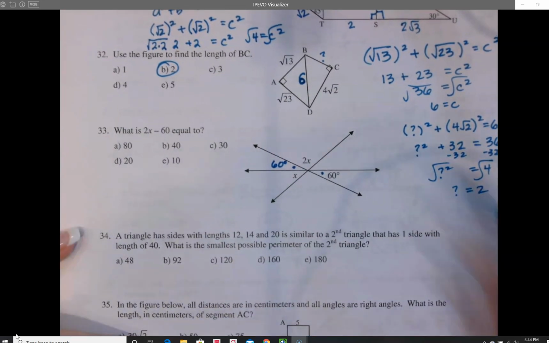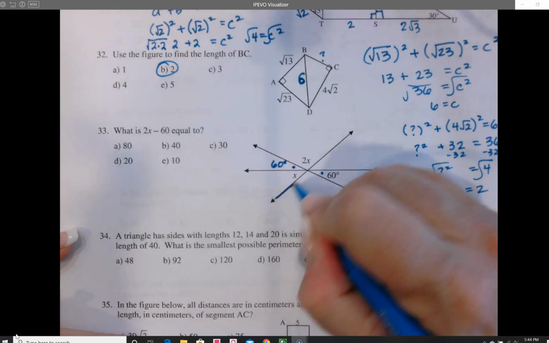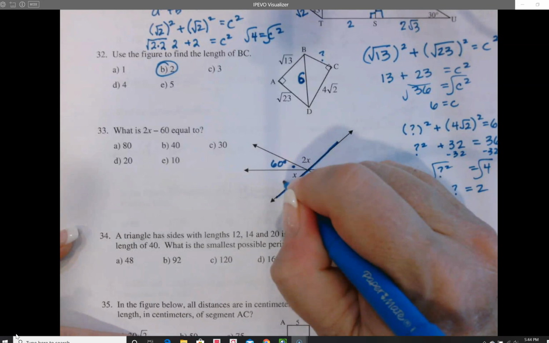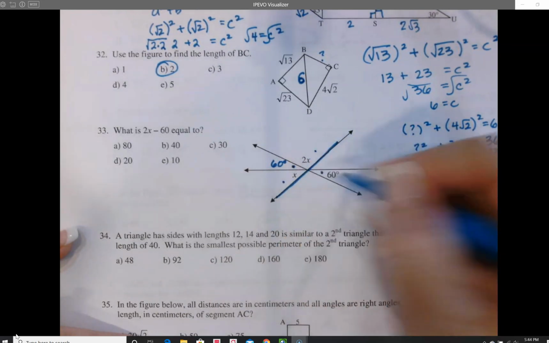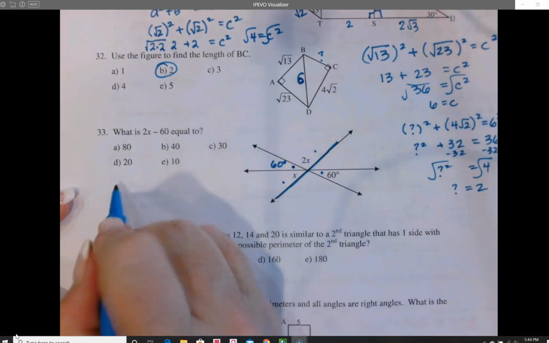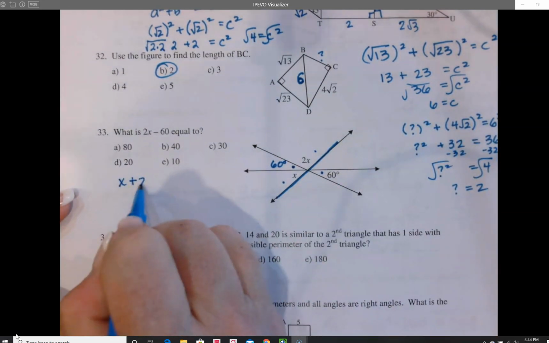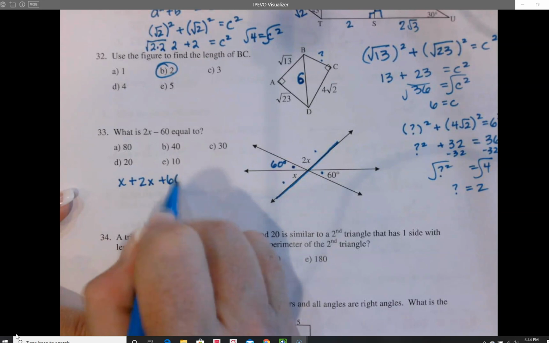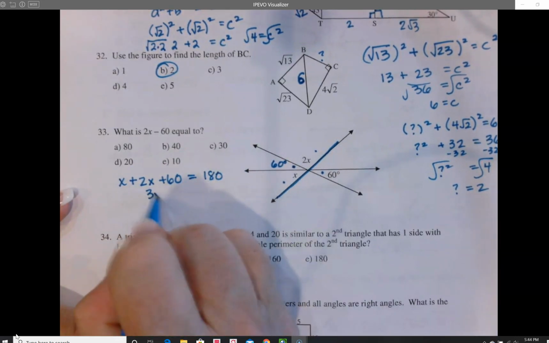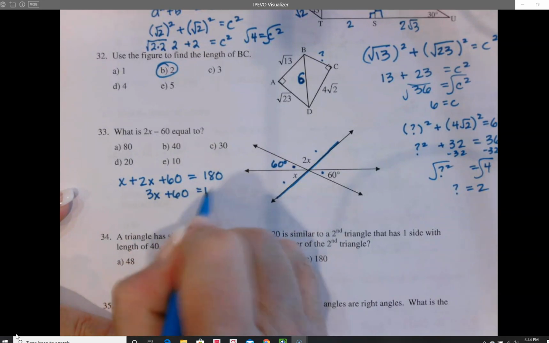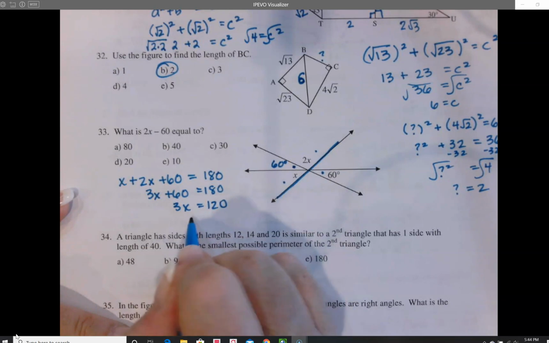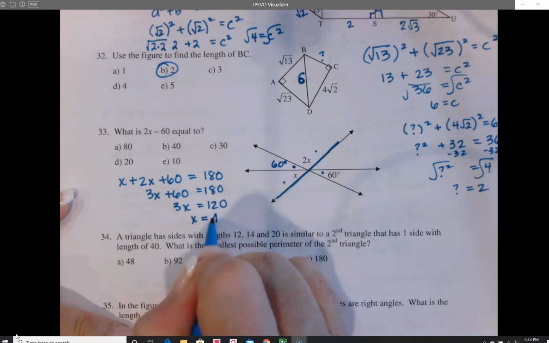So I can go ahead and label my 60. And then the other thing I've got is a straight line here. And this straight line is made up of 1, 2, 3 angles. All these angles wedged in together equal 180. So if I have x plus 2x plus 60 equals 180, that's 3x plus 60 is 180. Subtract the 60 from both sides and we get 3x is 120. I get x equals 40.